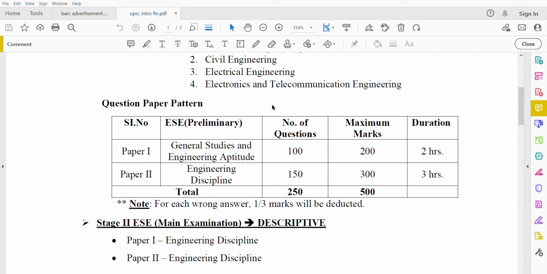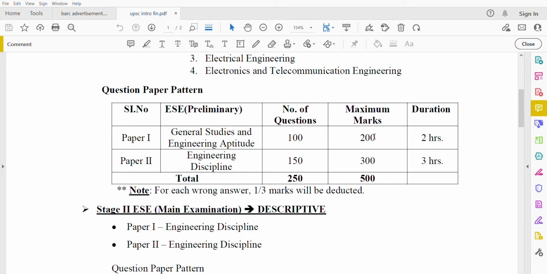The question paper pattern for the preliminary: Paper 1 is general studies and engineering aptitude. The number of questions is 100 and the maximum marks is 200, so each question will carry 2 marks. The duration is 2 hours. It will be conducted in the morning session.